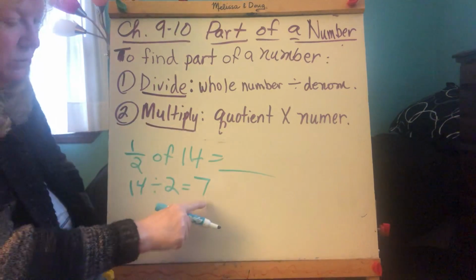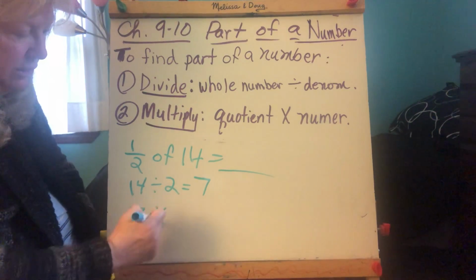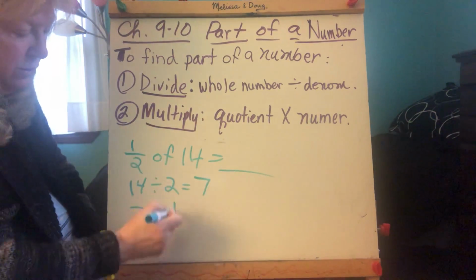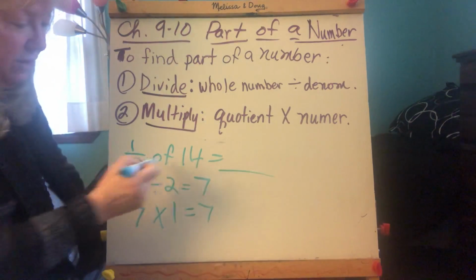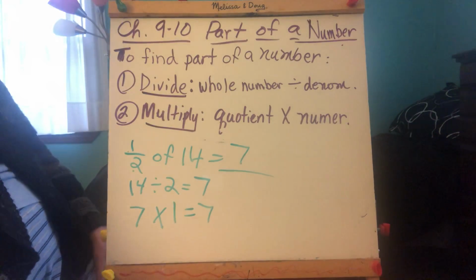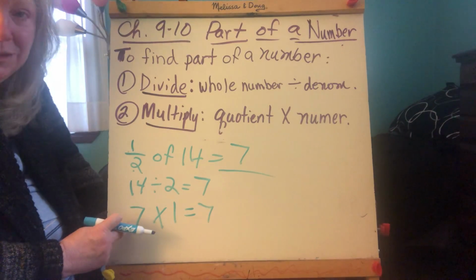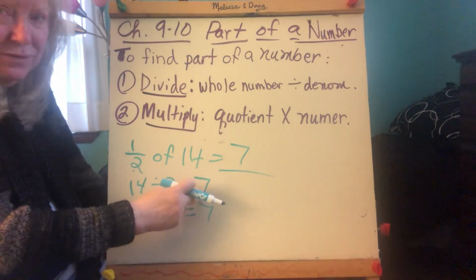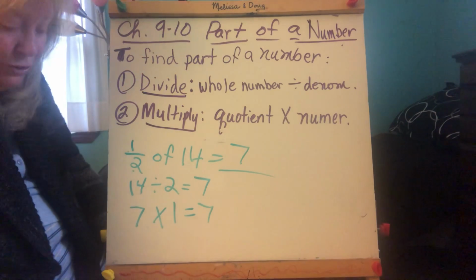Step 2, multiply your quotient times your numerator equals 7. So 1/2 of 14 equals 7, but we knew that already. Now you might be saying to yourself, why am I bothering to do this step? The answer is always the top number. Well, that's not always true.